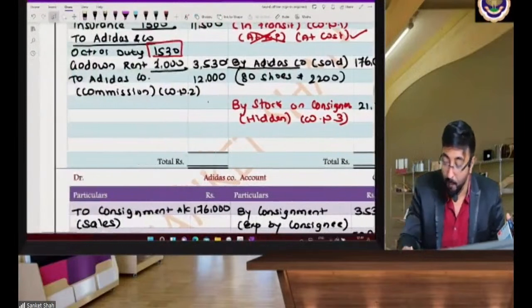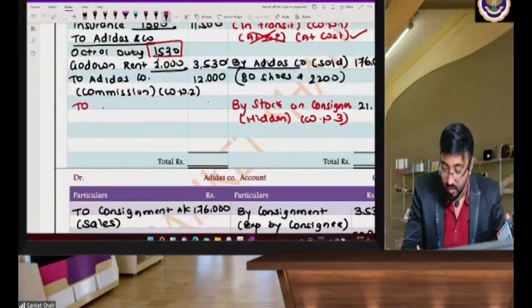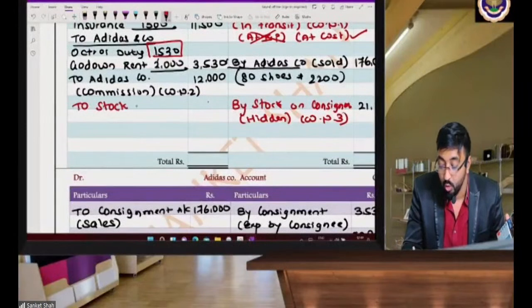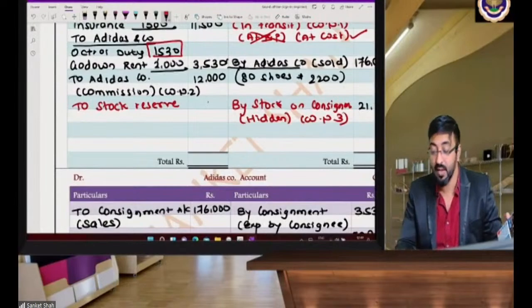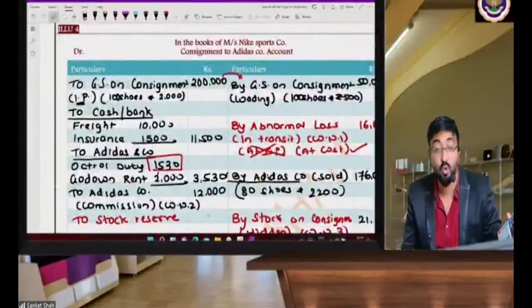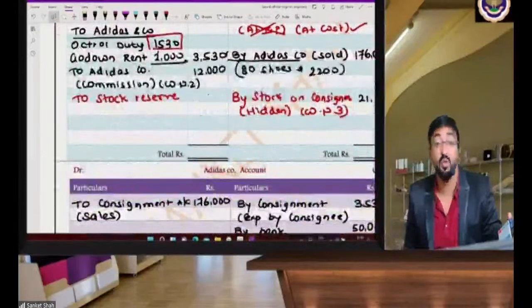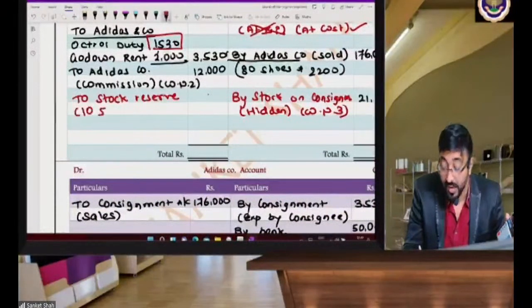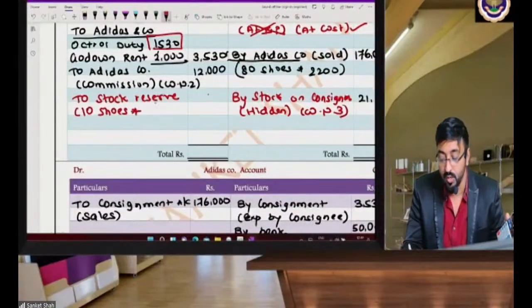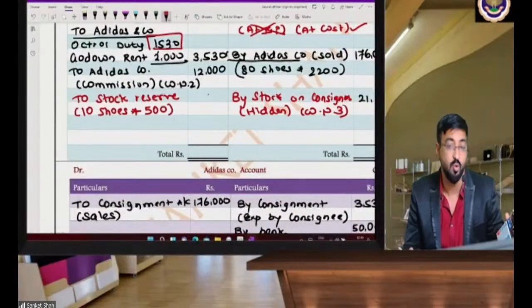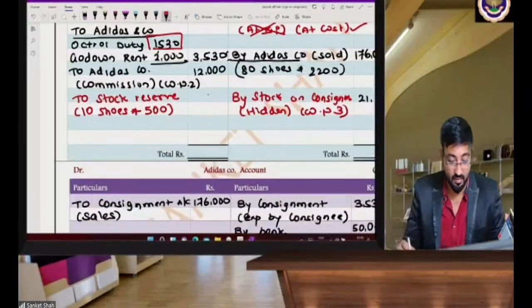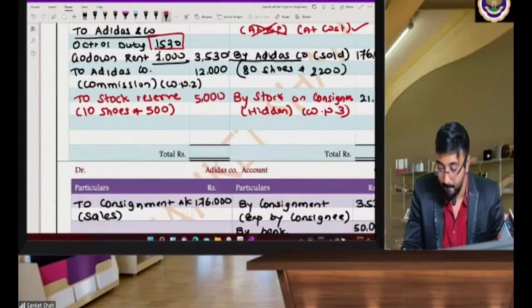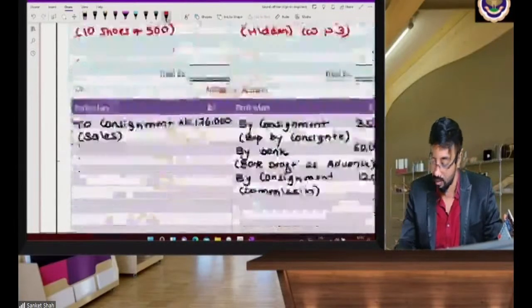And on the opposite side, to loading, but you can't write loading over here, so write stock reserve. Similar to goods sent on consignment, where you cancel loading, here on stock you are canceling loading. It's called stock reserve on the opposite side. How many shoes? 10 shoes. And what is your loading amount? It's 500 rupees. So cancel it. 5,000. Have you written the commission?